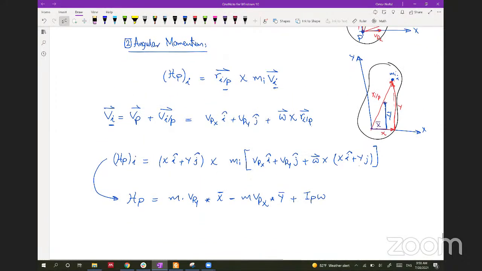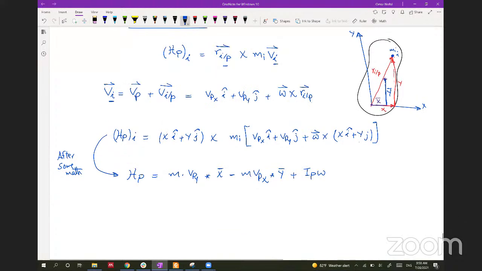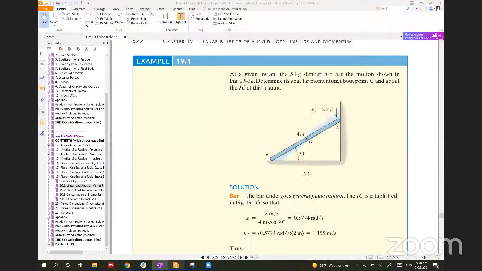And let's put it here after some math, because it will take a lot of time to expand this equation and then do the integration, and everything is actually in the Hibbeler textbook.